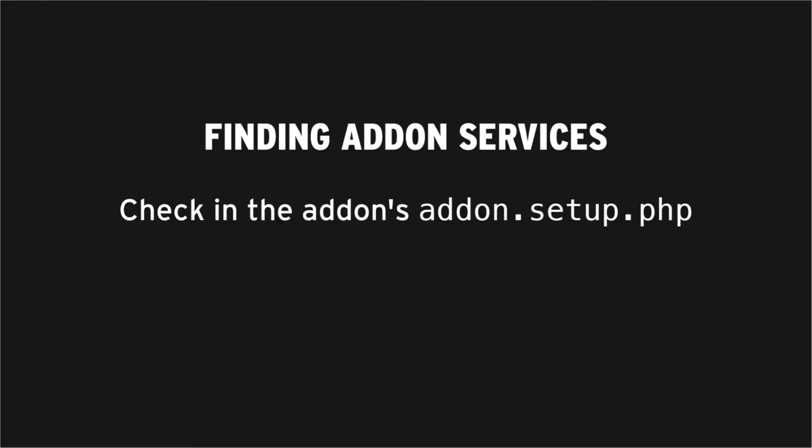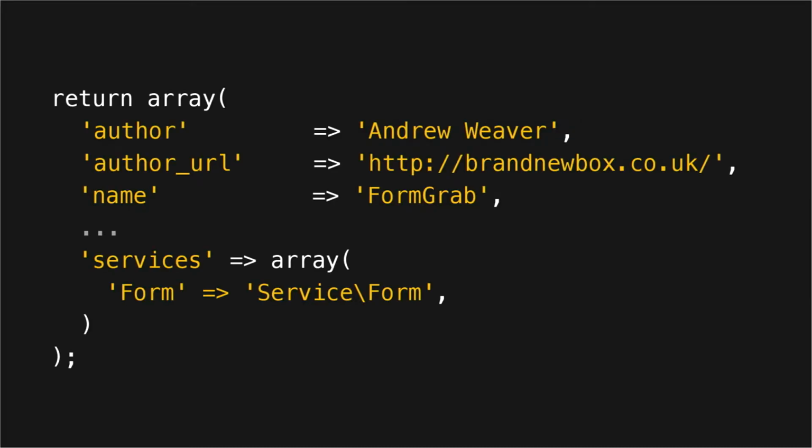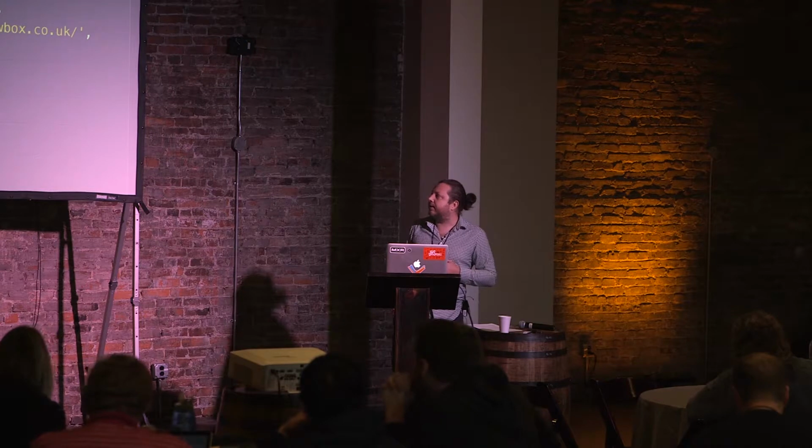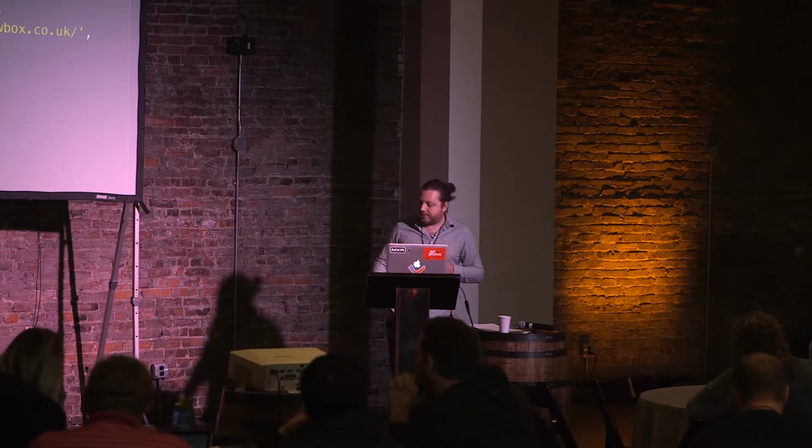So how do you know if an add-on has services? Right now, the easiest way is to look in any add-on's add-on setup file. If it's got services, you'll see, and this is the one from FormGrab, sort of truncated so you can see it, a services key in this array. And there's just one service in this particular add-on, the form service, and it loads in this service/form namespace.